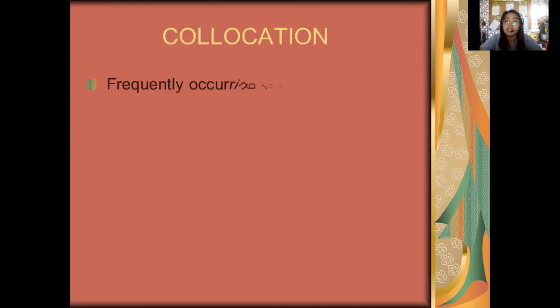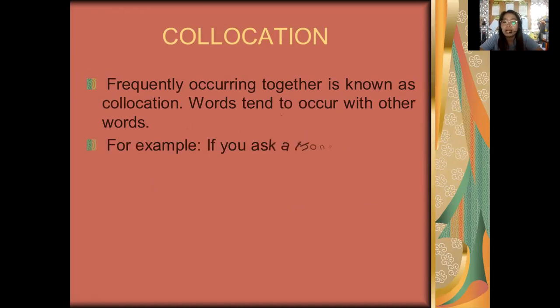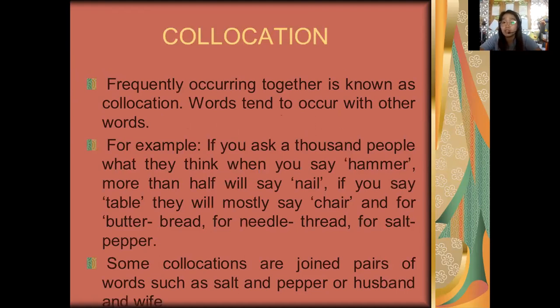Collocation naman, frequently occurring together, is known as collocation. Words tend to pair with other words. For example, if you ask 1,000 people what they think of when you say the word hammer, more than half will say nail. If you say table, they will mostly say chair. And for butter, bread, for needle, thread, for salt, we have pepper. Collocations po yung tawag. Pair by pair.